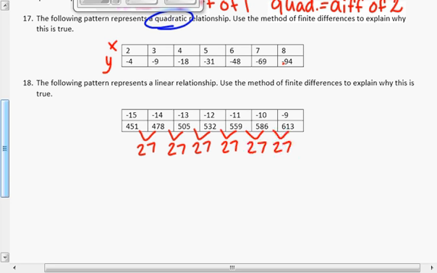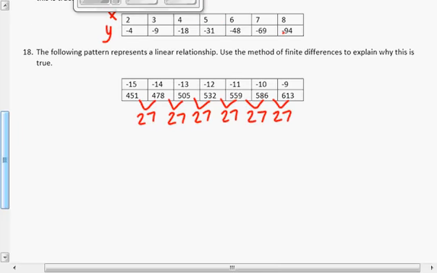Since they all have the same common difference in the first difference, then it's going to be linear. So that explains why it's linear.